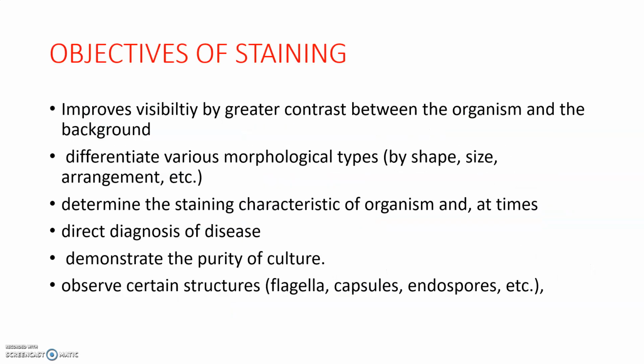So now coming to the objectives of staining. Now what are the objectives? Why do we stain? It improves visibility by creating a greater contrast between the organism and the background. And staining is also capable of differentiating various morphological types, for example, the shape of the bacteria, size, arrangement, etc.